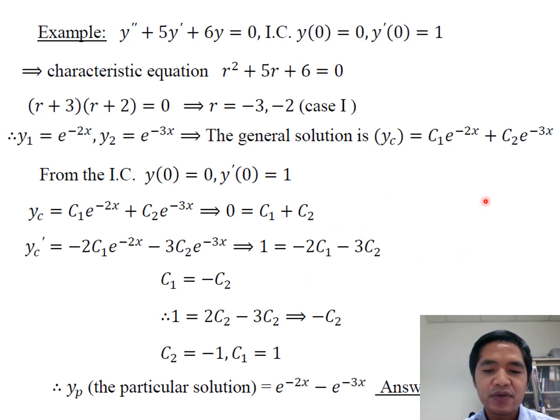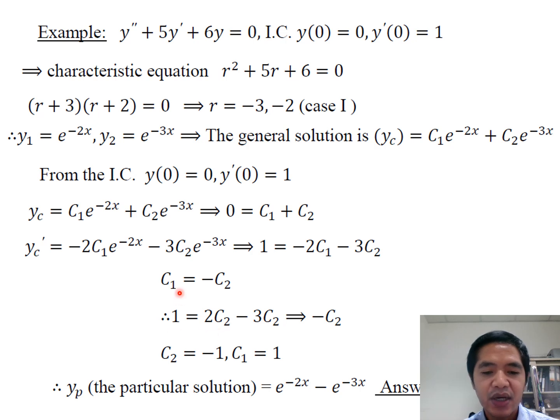So then we solve for c1 and c2 from this information. We can just solve it like this: c1 from the first equation, c1 equal to minus c2. Then we substitute c1 in the second equation with minus c2.